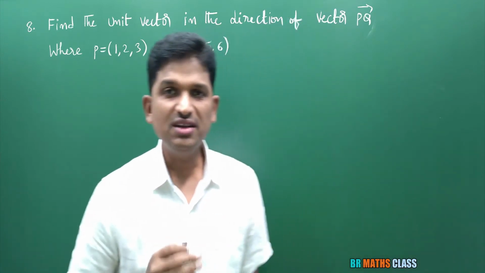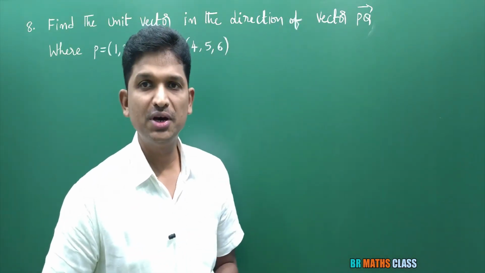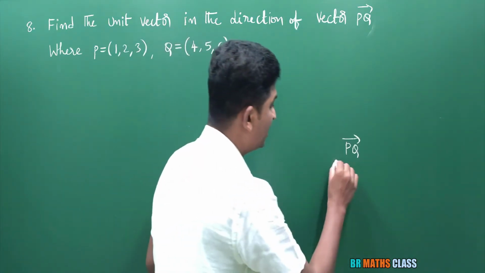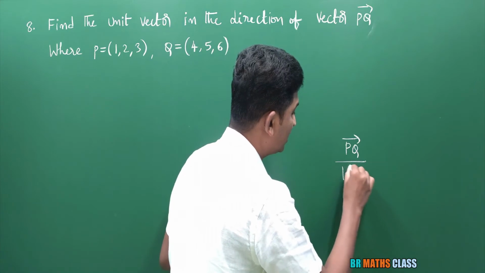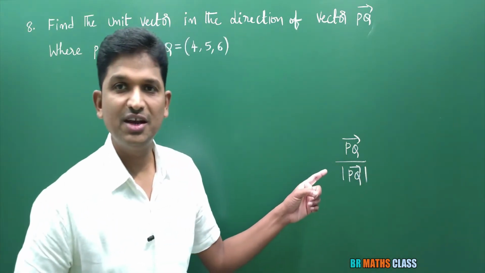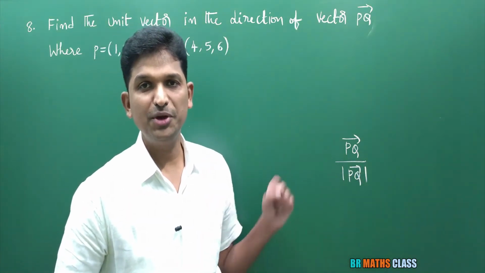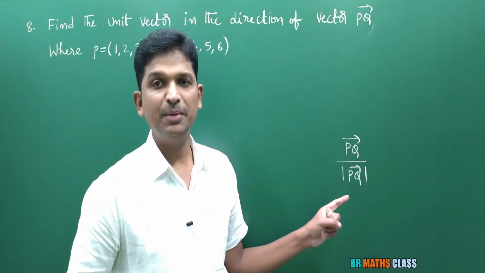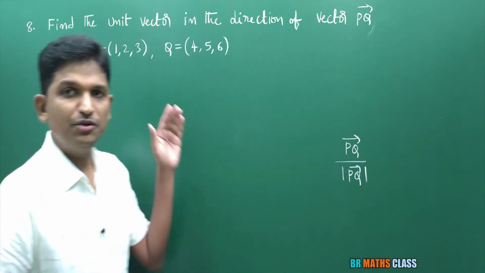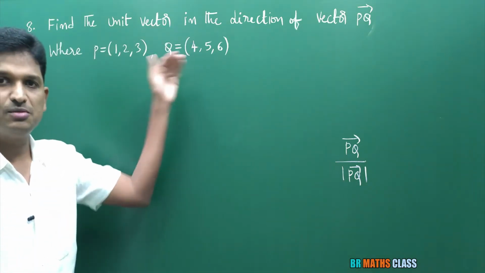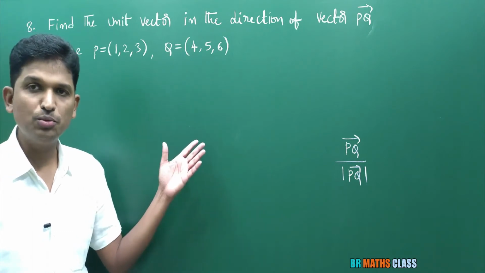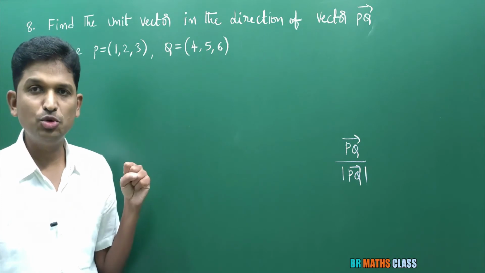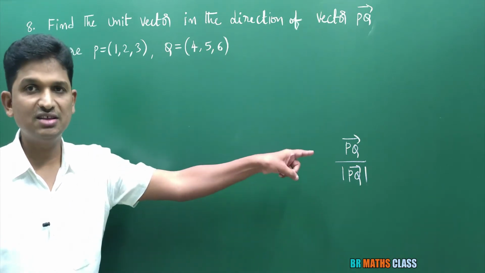First thing, what is the unit vector in the direction of PQ bar? It is PQ bar divided by magnitude of PQ bar. This is the formula to calculate the unit vector in the direction of PQ bar. To calculate this, I need PQ bar and the magnitude of PQ bar. But if you observe the question, they gave just the points P and Q. They have not given PQ bar or the modulus of PQ bar. So first I'll calculate PQ bar and its magnitude to write this formula.